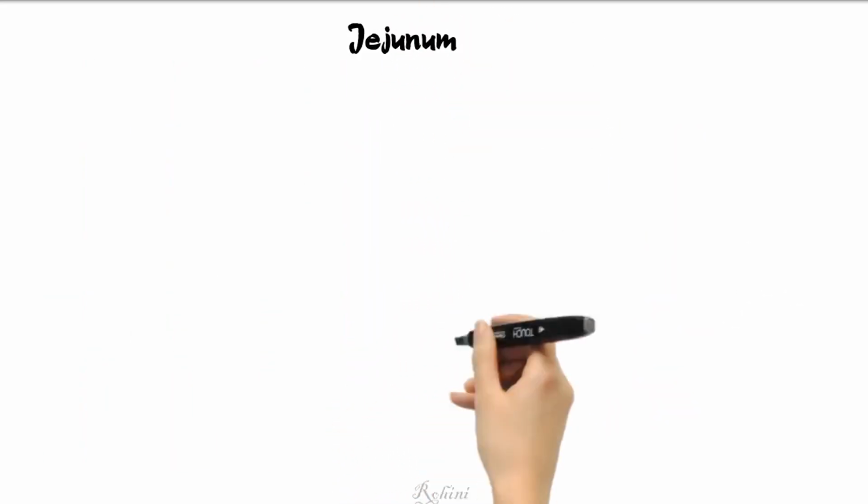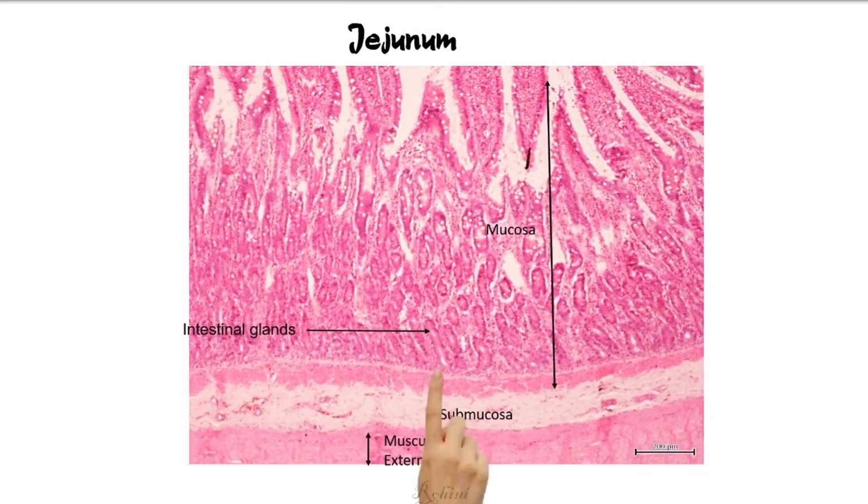In the slide of jejunum we see the number of goblet cells in the lining epithelium increases. Villi are seen here. There are no glands in submucosa and we do not find any Peyer's patches.